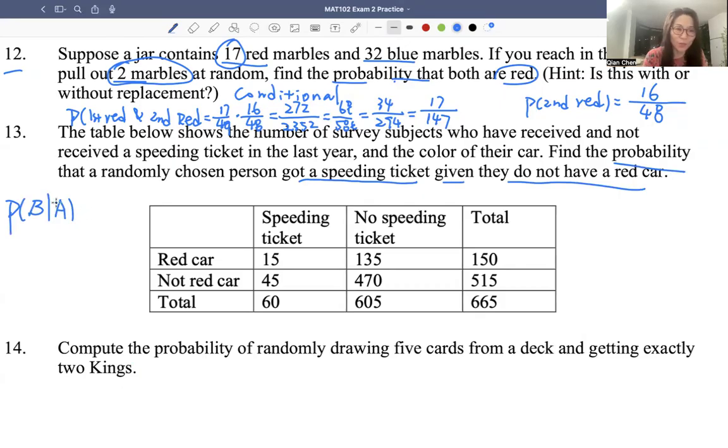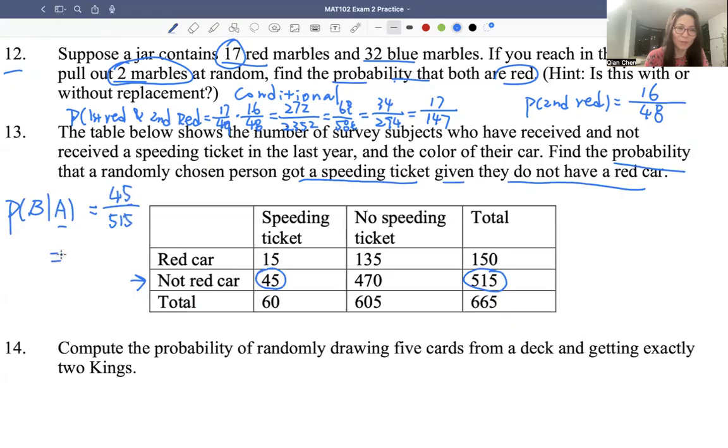So what is that? We have to look for A first. What's A? Given they do not have a red car. So we go to this one, not having a red car. How many in total? 515. So the denominator is 515. Now, among those, how many received a speeding ticket? 45, right?